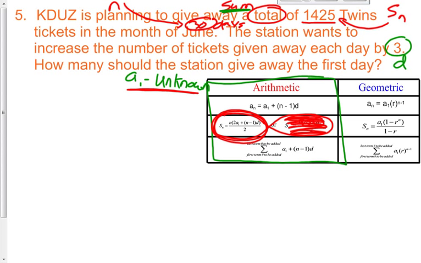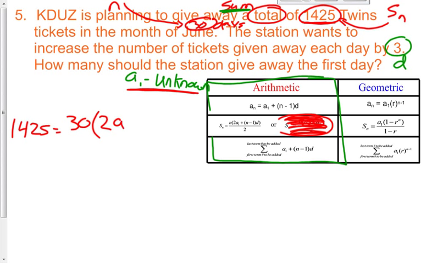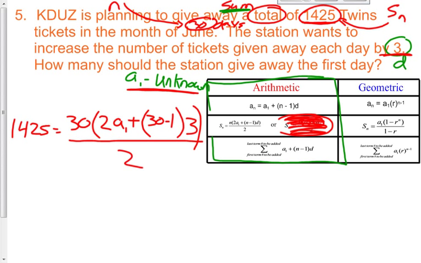The sum of the first 30 days, so S sub 30, is 1425 Twins tickets. It's this value right here. So 1425 is going to equal N, which is 30 because there are 30 days in June, times the quantity, 2 times A sub 1. That's our variable, 2 A sub 1, plus N minus 1. N is the number 30, so 30 minus 1, times that common difference. They want to give 3 more each day than they did the previous day, so 3 is my common difference. And then I'm going to divide that by 2. So once we find A sub 1, we're all done.